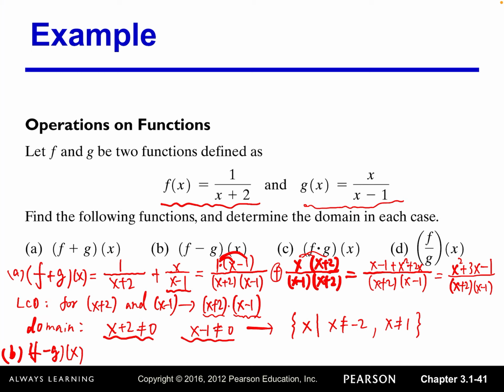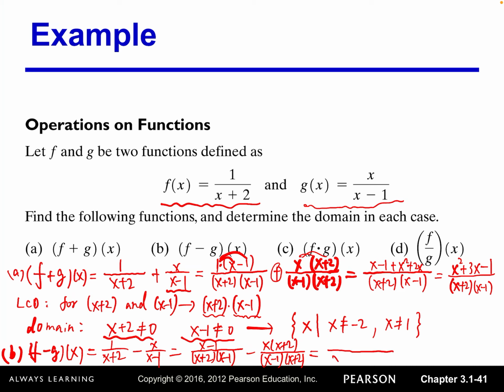So the first part is the same. It's still 1 over x plus 2 minus x over x minus 1. Then we do the same LCD and rewrite. I can just copy from here. That's x minus 1 over x plus 2 times x minus 1, right? That's the first term. And then minus x times x plus 2 as the numerator. The denominator is x minus 1 times x plus 2, right?